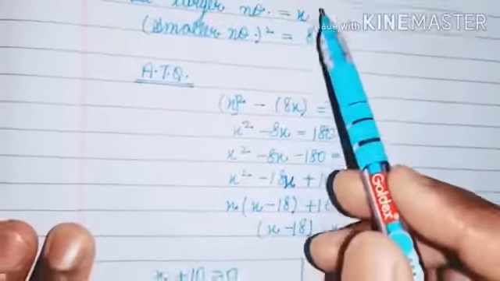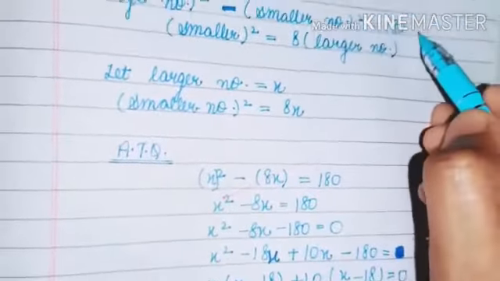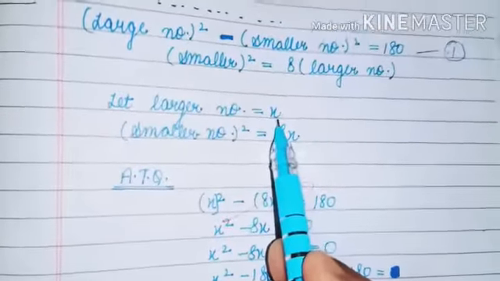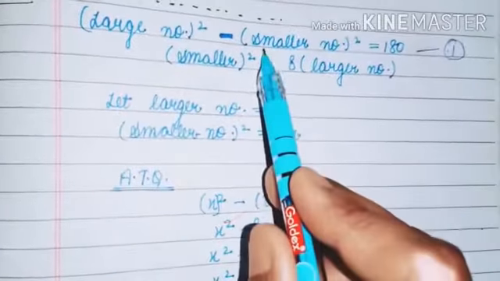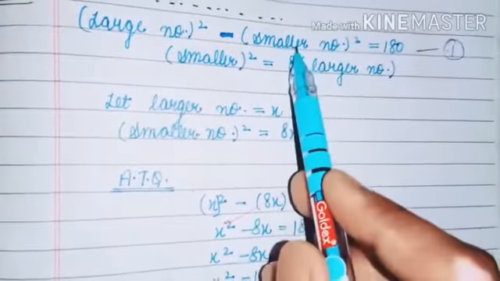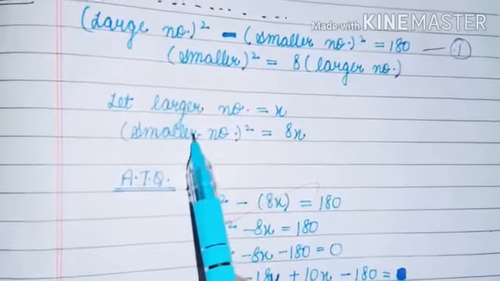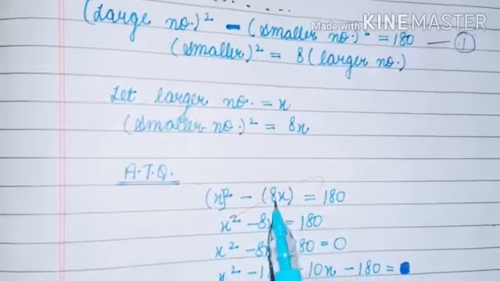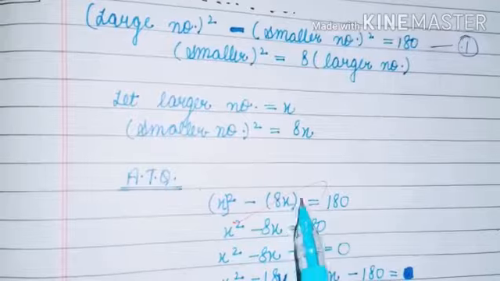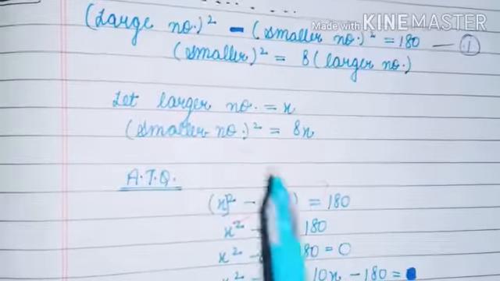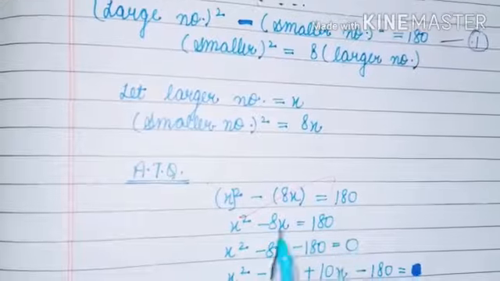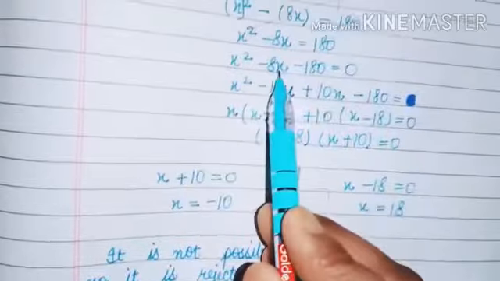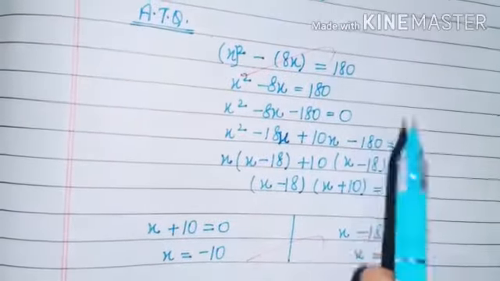So the smaller number square is 8 times x. Now according to the question, we will put these two values in the first equation. Suppose this is the first equation beta. So larger number square, what is the larger number? x. So x square minus smaller number square. What is the value of the smaller number square? The smaller number square value is 8x. So here we will write only 8x. We will not put the square here, because 8x is the value of the square of the smaller number, that is 180. Now we will solve this equation and we will get one quadratic equation, that is x square minus 8x minus 180 is equal to 0.